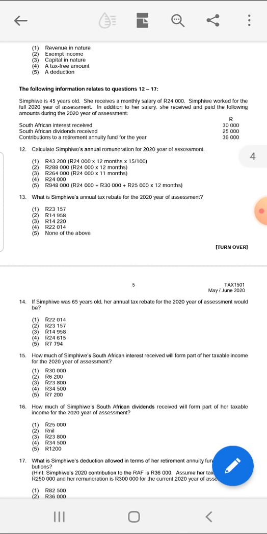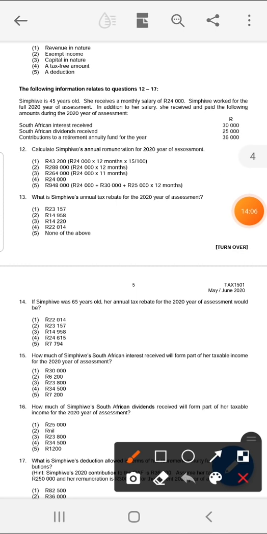So our correct answer there will be option 3. We've already seen it there, guys. 14,220. If Simple was 65 years old, the annual rebate for the assessment will be option 1. We've already seen it there at the end of our question. The person who is 65 years old but under 75.